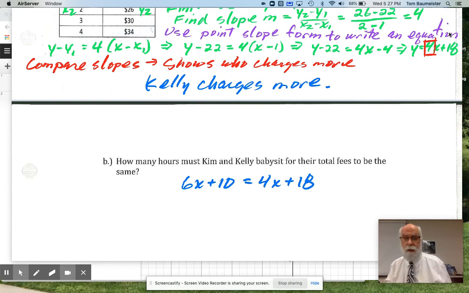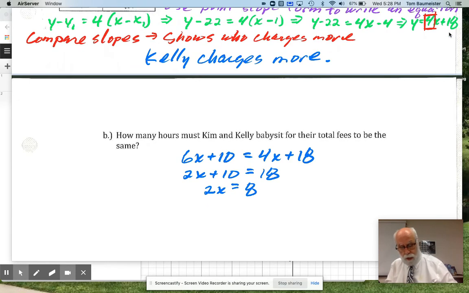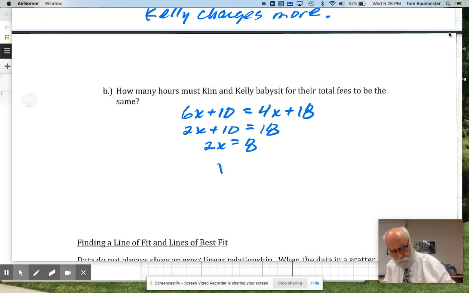All right, so I'm going to take that 4x and I'm going to move it over to the other side of the equation. So now it becomes negative. So 6x minus 4x is equal to 2x. So 2x plus 10 is equal to 18. I'm going to take that 10, I'm going to move it to the other side of the equal sign. It was positive on the left-hand side. So when I move it over, it's going to be negative. So 18 minus 10 would be 2x is equal to 8. And now I'm going to divide by 2, and I will get that x is equal to 4.